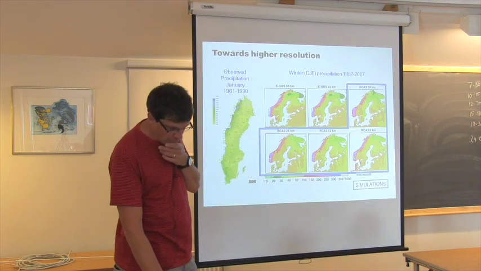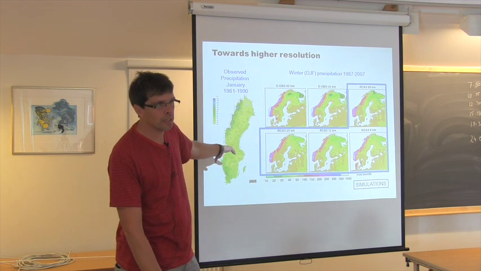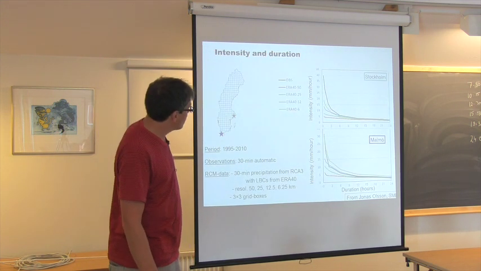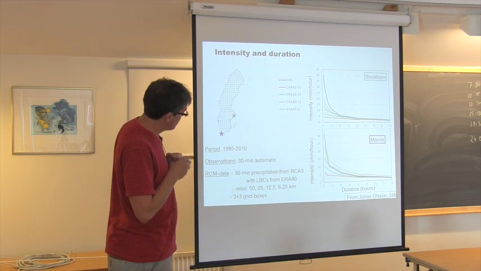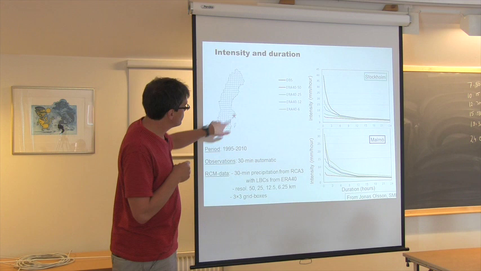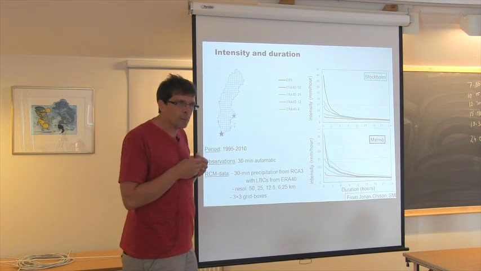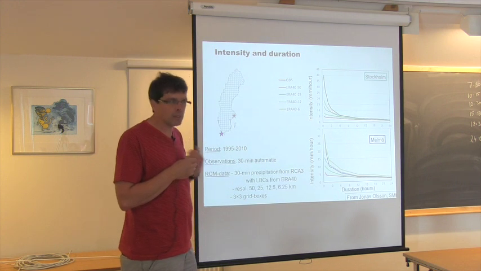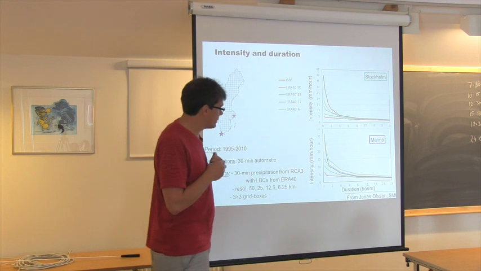It's not just the seasonal or monthly mean features that get better when we go to higher resolution. We also get intensity and duration in a better way. This is another study from SMHI, from a colleague who looked at two places, one in Stockholm and one in Malmö, two cities in Sweden where we have higher time-resolution precipitation information. So we can look at what is happening on different time scales.